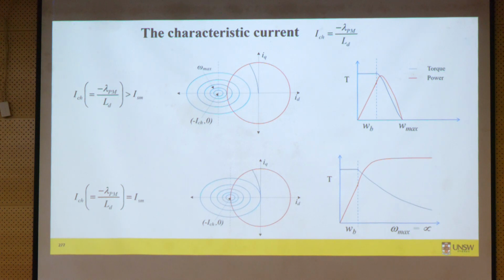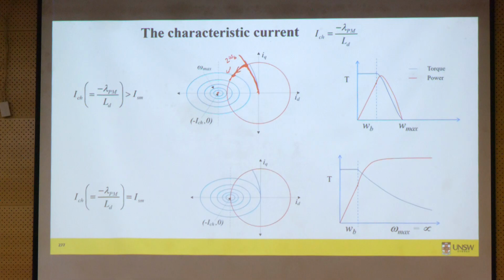If the characteristic current is outside of my current limit, so I am operating with MTPA up to here, and then when I have gone above base speed, I operate in flux weakening. So this operating point will start to move along the current limit circle, and whatever the voltage is, let's say this is my voltage, twice the base speed as we have seen in the previous example. So if it's twice the base speed, this will become my operating point.